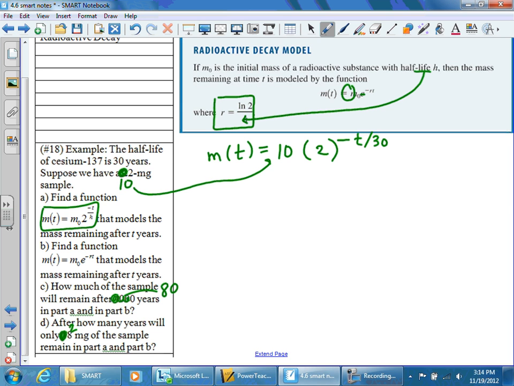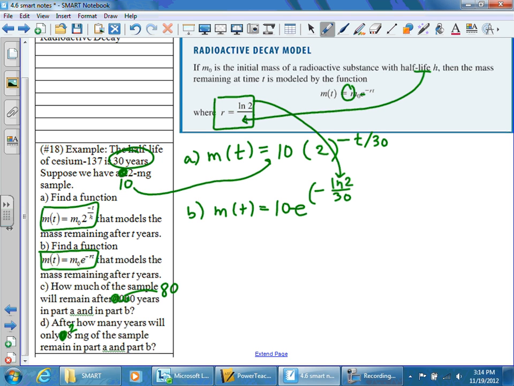So let's go ahead and see what they want me to do next in part B. Find a function that models the mass remaining after t years when I'm given the equation right here. So again, my initial amount was 10. And now I'm going to have e raised to the negative. And for the rate, I have to fill in the ln of 2 divided by the half-life of 30 times t.